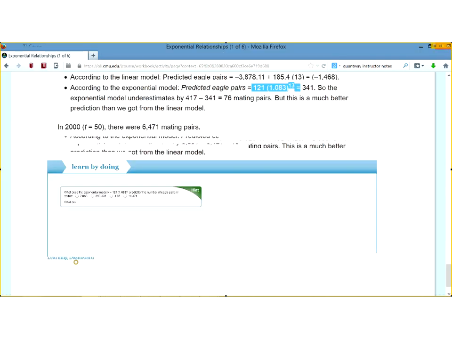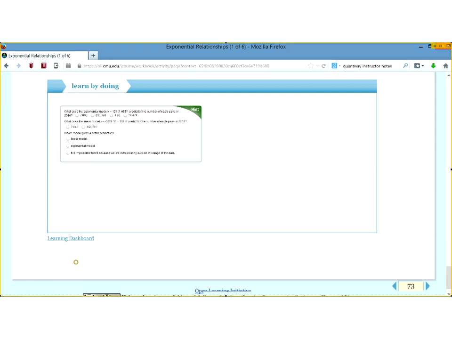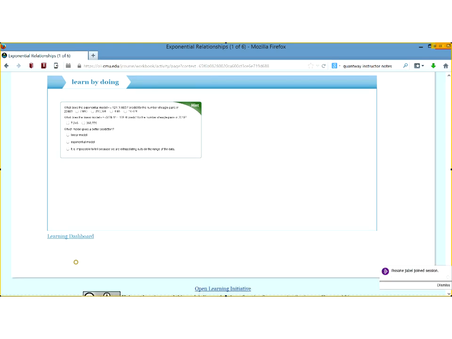All right. All right. So let's join this. And let's go on to the next page.